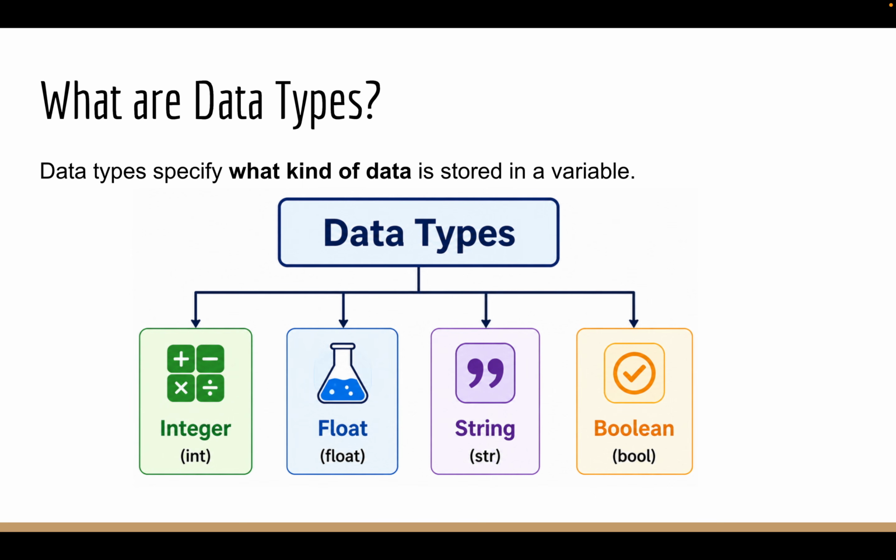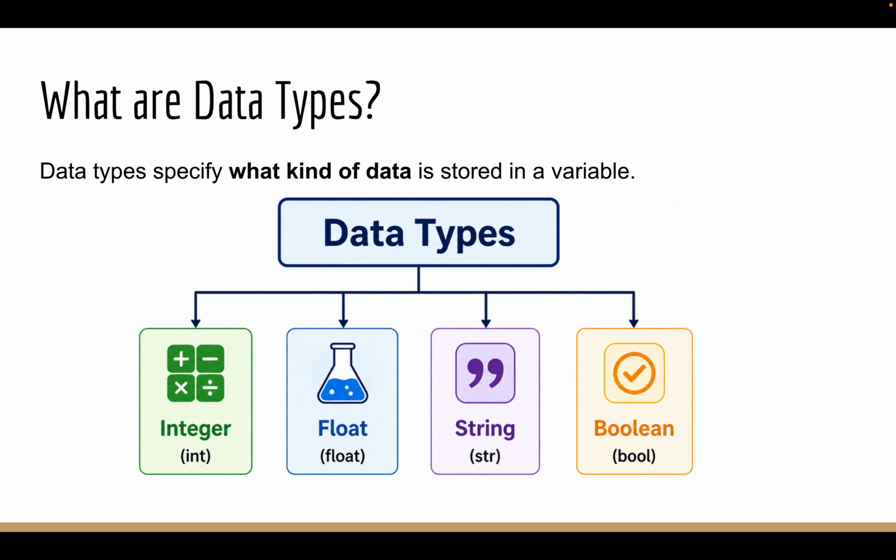What are data types? Data types specify what kind of data is stored in a variable. Different kinds of information require different storage formats. For example, a patient's age is different from a patient's name. Similarly, a body temperature is different from a yes or no answer. Python classifies data into different categories. These are called data types. Data types are integer, float, string, and boolean.